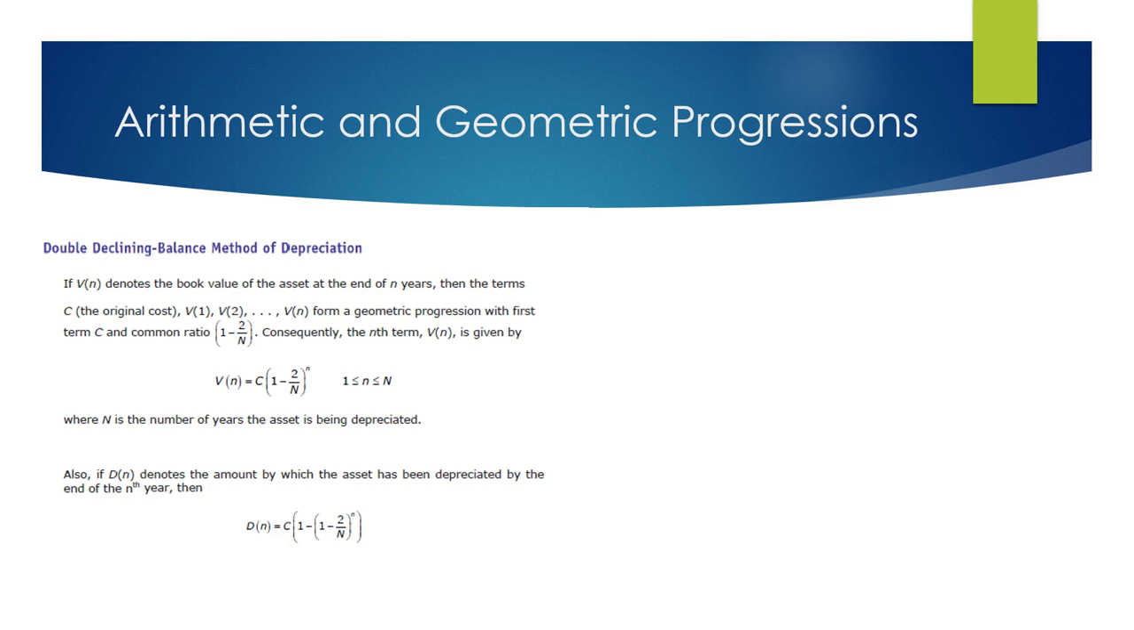If you're using this particular method of depreciation, V of n denotes the book value of an asset at the end of n years. Then the terms C, the original cost, V1, V2, Vn form a geometric progression with first term C and common ratio 1 minus 2 over capital N. The double declining balance method of depreciation usually is a depreciation model that can only be set for a finite amount of time.